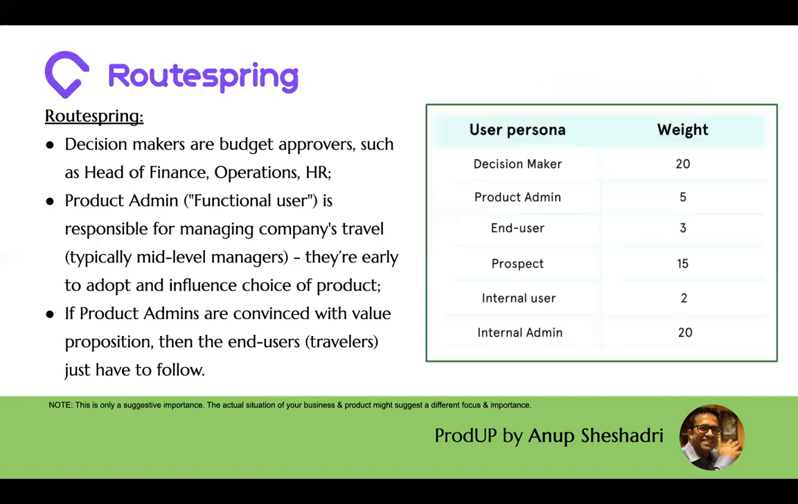Here's an example of RouteSpring again. In our case, we found that the decision maker will have the highest influence in our business. And at the same level, the internal admin will also have a great influence on the business because they need to support the customers as efficiently as they can. And then there are prospects and other users who are slightly lower in the ranking. And again, these are specific to our situation and our product and business strategy. These might be very different in your case, depending on how complex or how simple your product is.